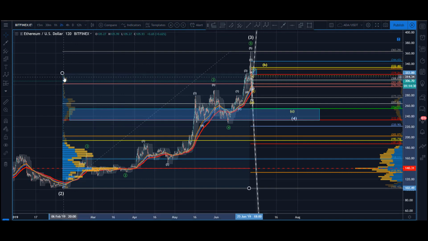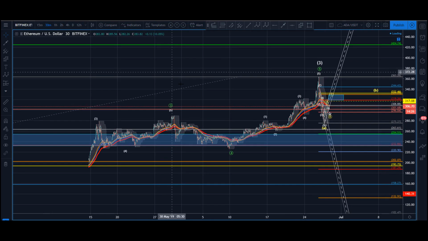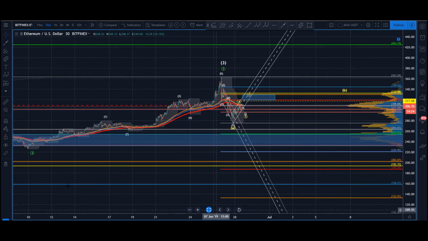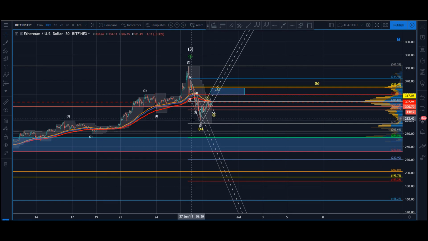So let me pull this off now, and we'll go back down to that lower time frame. See if that makes sense with how we get there. I don't think the correction is done here. I'm not looking for this to be the buy to go up for the 5. I think we're still in the process of correcting this 4.